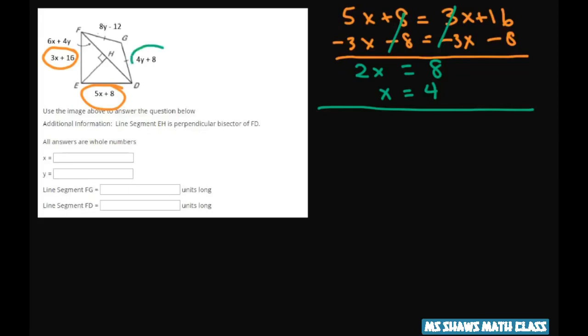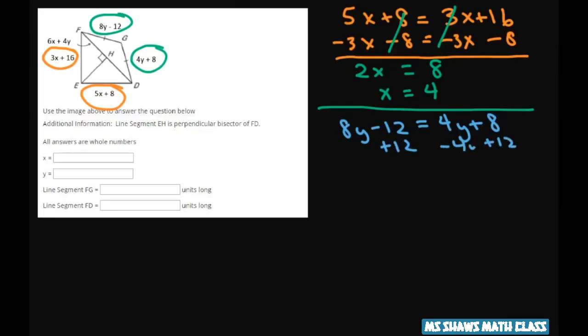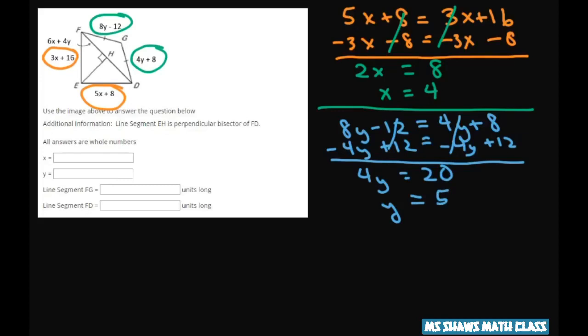Now for the y's, we're going to do the same thing here. So we're going to use 8y minus 12 equals 4y plus 8. Add the 12 to both sides, subtract the 4y. Now that's going to give you 4y equals 20. Divide both sides by 4, so y is 5. So we have 4 and 5 here.